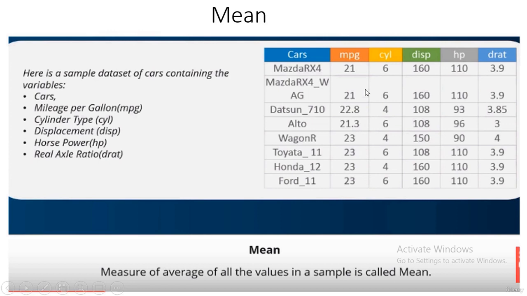So add this whole, divide by 8, we'll get the mean. That means the measure of average of all the values in a sample is called mean.